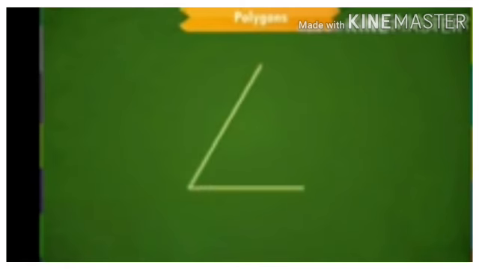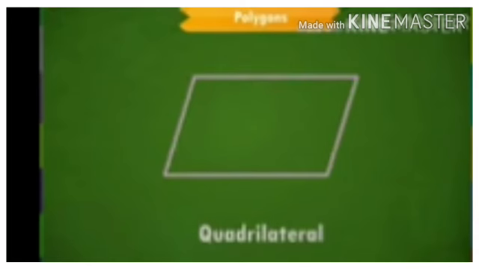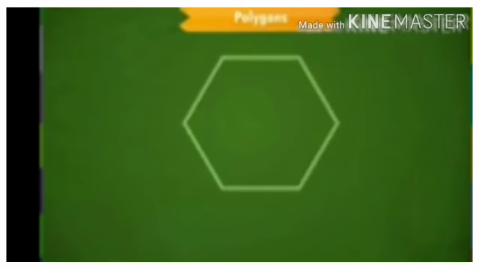A polygon with 3 sides is called a triangle. A polygon with 4 sides is called a quadrilateral. A polygon with 5 sides is called a pentagon. A polygon with 6 sides is called a hexagon. Thus, we have seen that polygons are shapes with boundaries as straight lines, sides, vertices, and diagonals of a polygon.